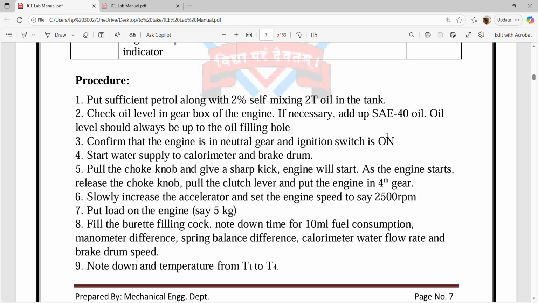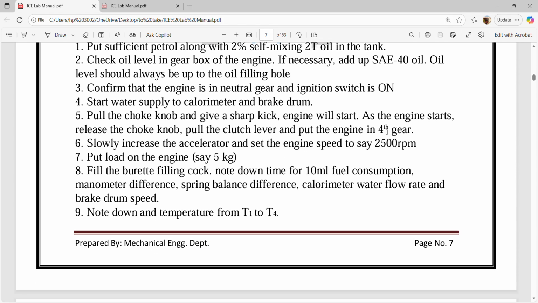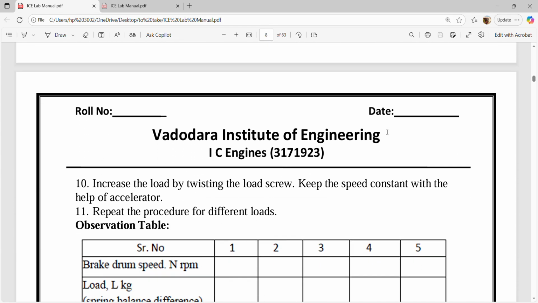2500 rpm. Put load on the engine say 5 kg. Fill the burette filling cock. Note down time for 10 ml fuel consumption, manometer difference, spring balance difference, calorimeter water flow rate and brake drum speed. Note down temperature from T1 to T4. Increase the load by twisting the load screw. Keep the speed constant with the help of accelerator and repeat the procedure for different loads.